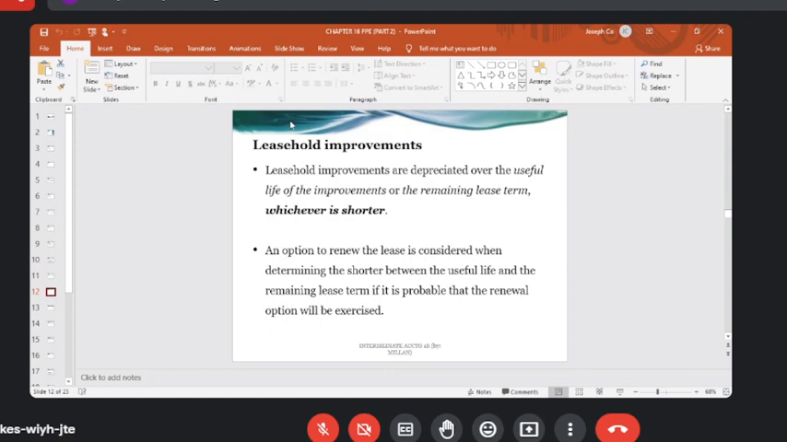And then if we have a leasehold improvement, the leasehold improvement is part of the cost of property, plant, and equipment. This is to be depreciated over the useful life of the improvement or the remaining term of the lease, no? Whichever is shorter. And then an option to renew the lease is considered when determining the shorter between useful life and the remaining lease term if it is probable that the renewal option will be exercised.